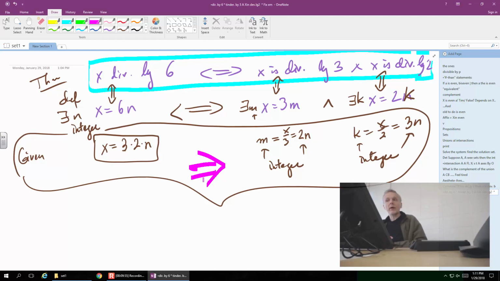We started with x is divisible by 6, so x is equal to 3 times 2 times n, and then we found m and we found k, and we demonstrated they are integers. Okay, so that proves half of the theorem, right? So from left to right, if it is divisible by 6, then it is divisible by 3, and it is divisible by 2. Okay, so that does not prove, as stated, that the vice versa is also true. So you have to actually start over.